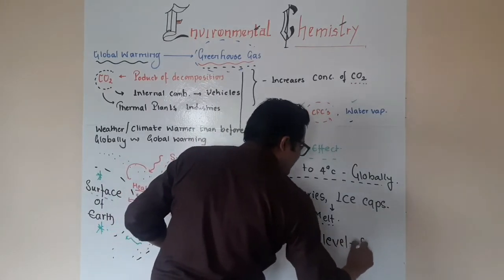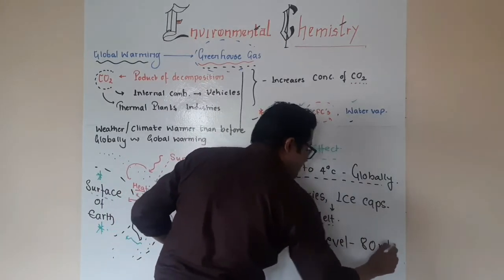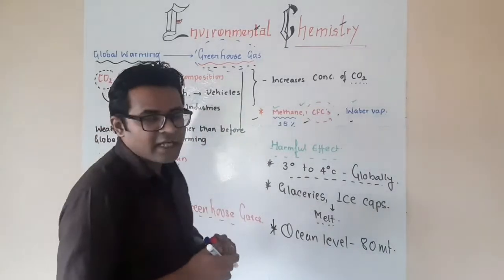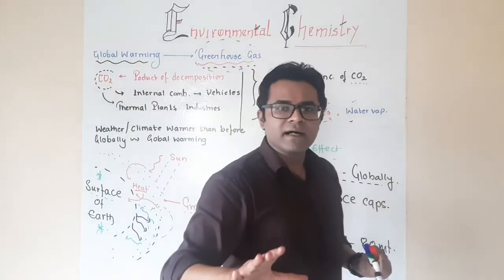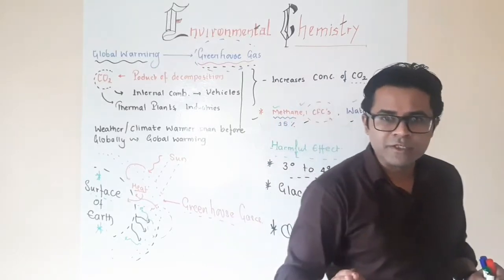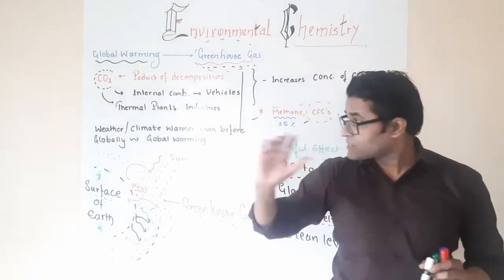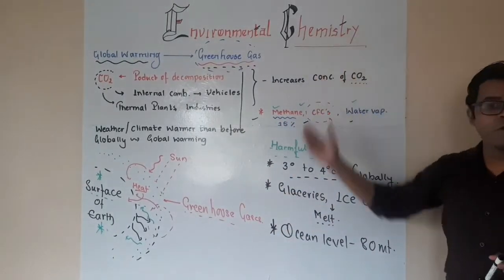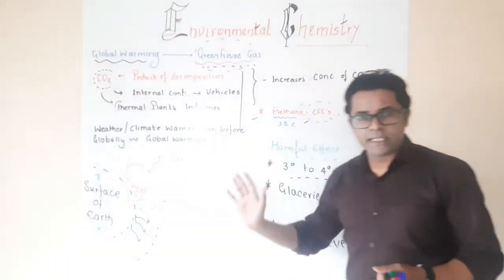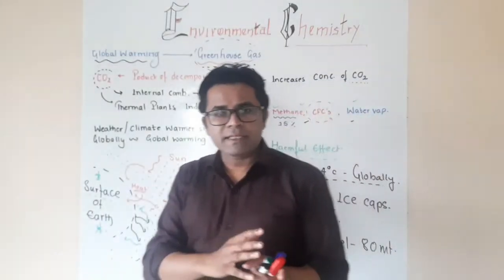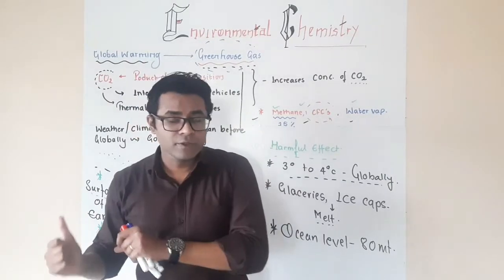When the ocean level increases by 80 meters, this is a devastating condition, more than enough to submerge the coastal regions. So this is the effect of global warming. I hope you understand now that global warming has a direct relationship with the greenhouse gases.